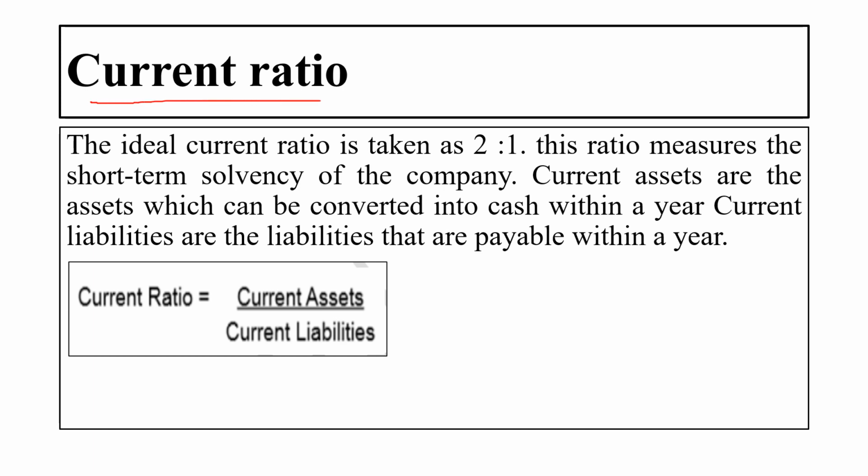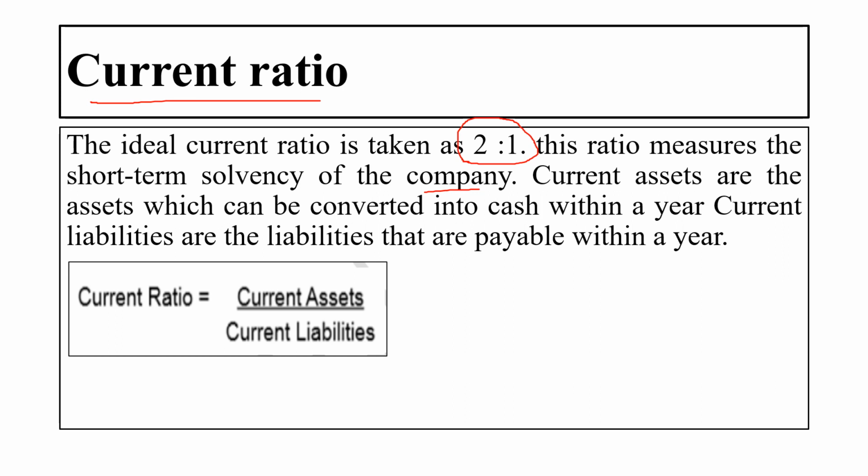Current ratio. The ideal current ratio is taken as 2:1. Please remember this. Okay, you have to remember this figure 2:1. This ratio measures the short-term solvency of the company. What is this current ratio doing? Current ratio is measuring the short-term solvency of any company or organization.